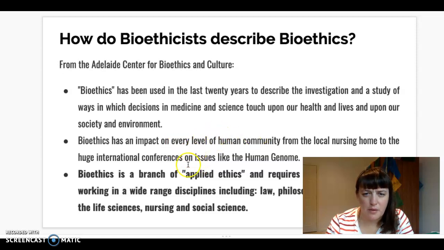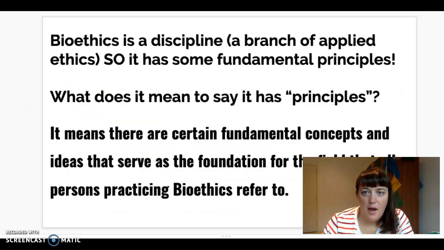It talks about the impact bioethics has here. You can read through that, and I'm covering up part of it here, but it talks about the different disciplines that it goes into. So take a look and think through that.